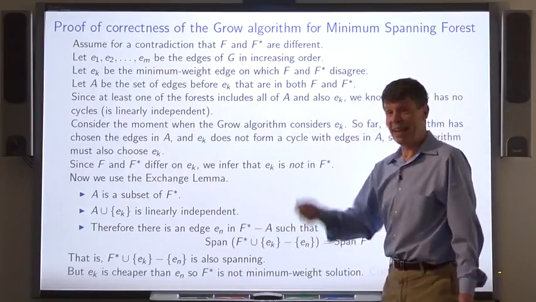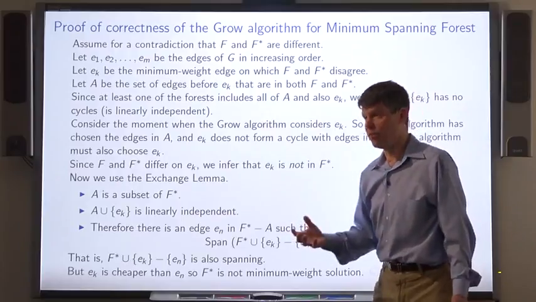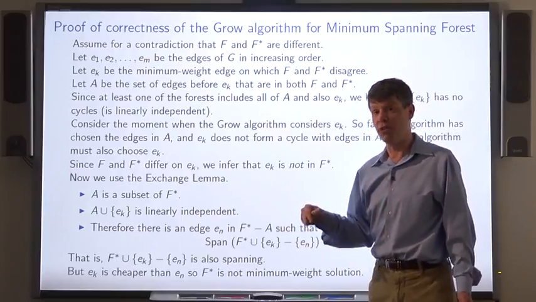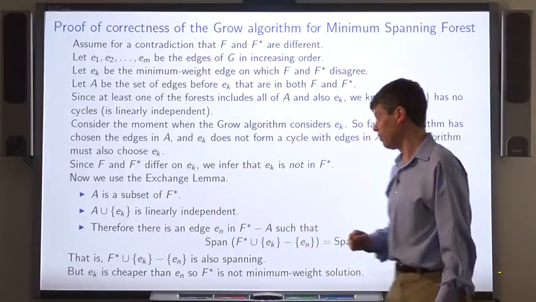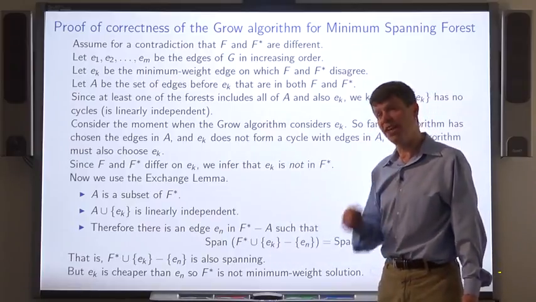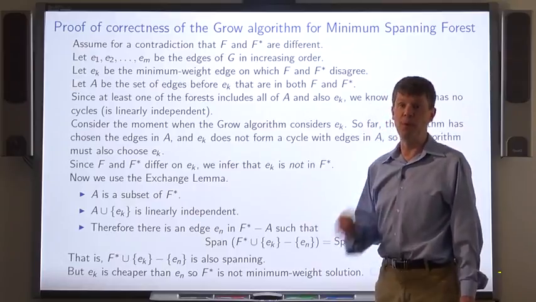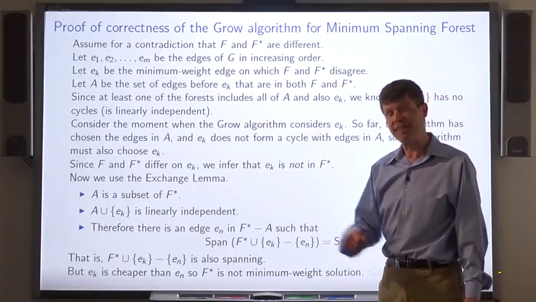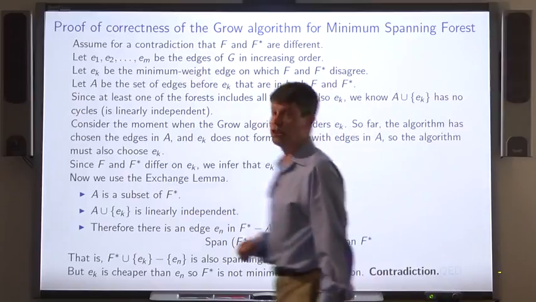But when we did that replacement, the set got cheaper. EK occurs earlier in the order than En, so it has smaller weight. That shows that, in fact, F star must not have been the truly minimum weight spanning forest after all. That's a contradiction, which completes the proof.